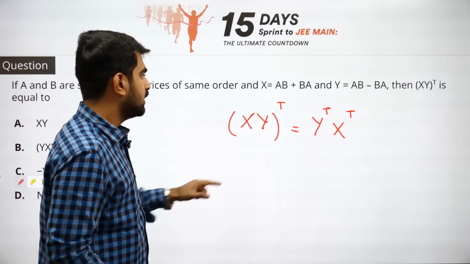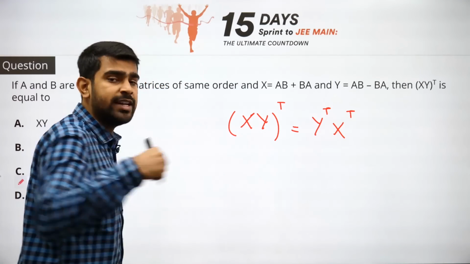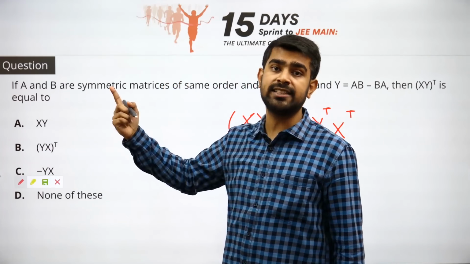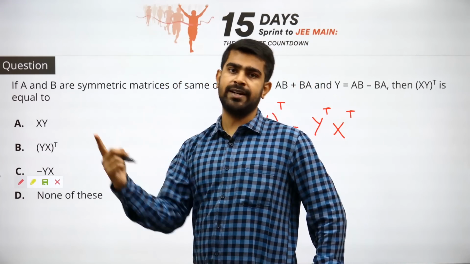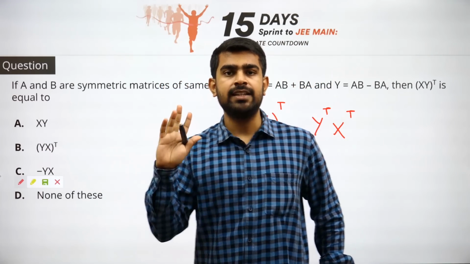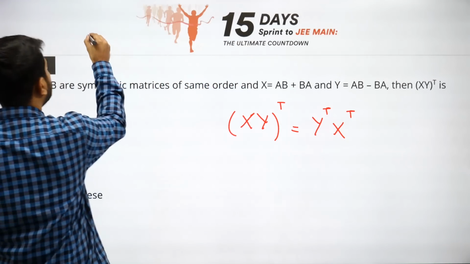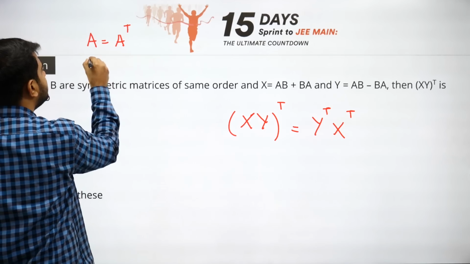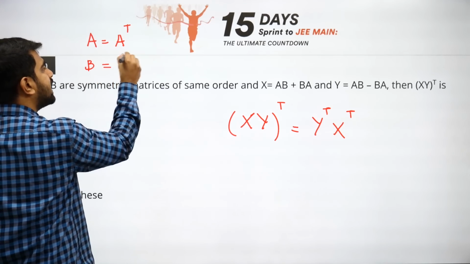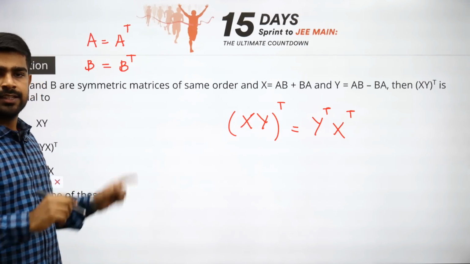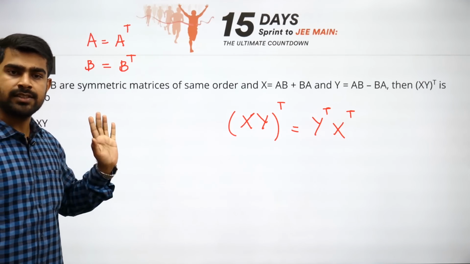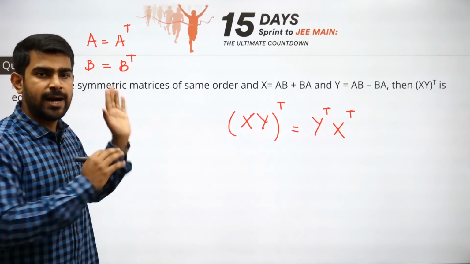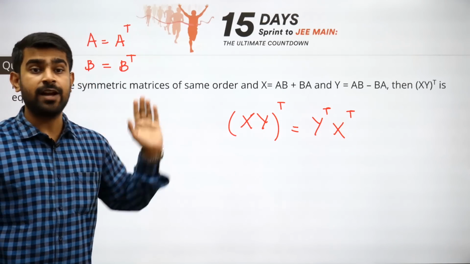Now this is what they have asked. And what do we know in the question? A and B are symmetric matrices. If they say A and B are symmetric matrices, what does that mean? That means A is equal to A transpose and B is equal to B transpose. Isn't that right? That is the meaning of symmetric matrices. We will keep it aside as of now, but we will use it at one point, definitely.